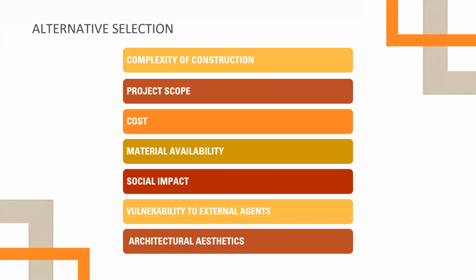And to select the alternative, we have to study the complexity of construction, because this type of methodology is not well known, also the project scope, the cost, the material availability, the social impact that it can have, the vulnerability to external agents, like animals. There are some animals that can reduce the lifetime of this Bahareque material, and the architectural aesthetics.